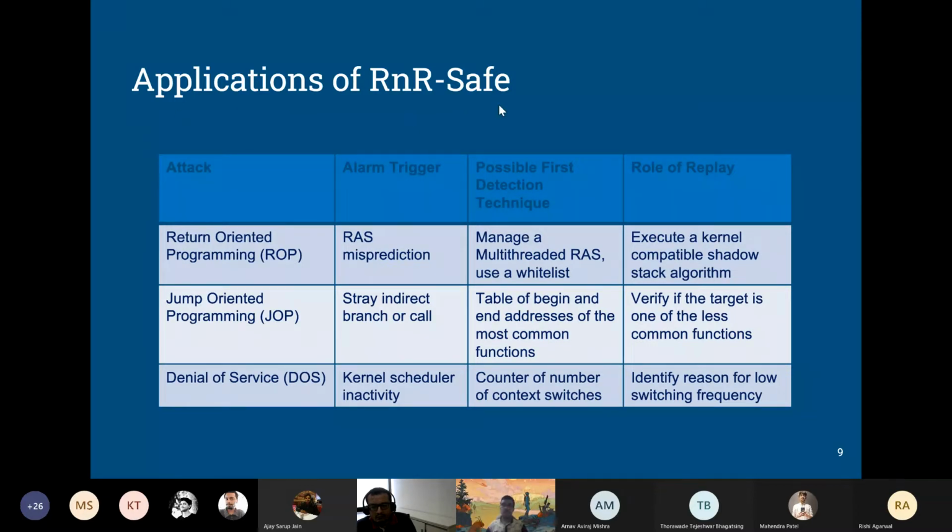These are possible applications of RnR-Safe to various attacks such as return-oriented programming, ROP, jump-oriented programming, JOP, and denial of service, DOS. In this presentation, we will be looking at ROP only, and ROP follows next.